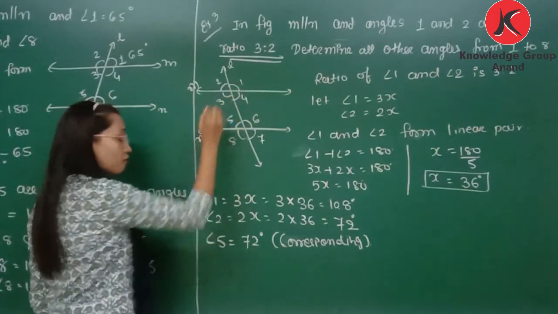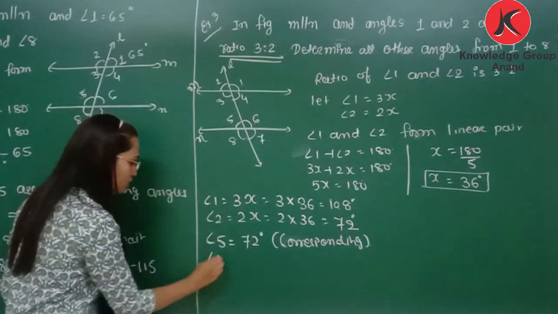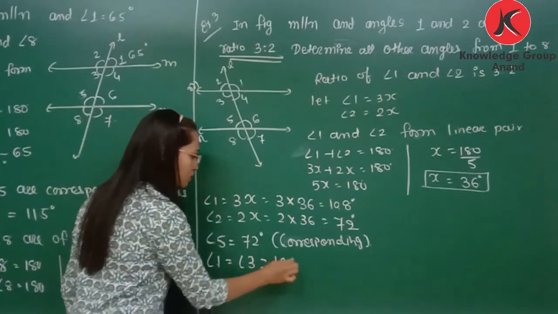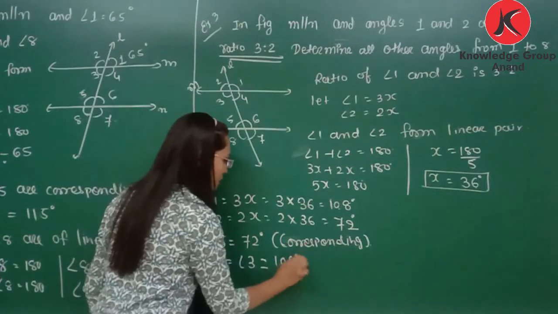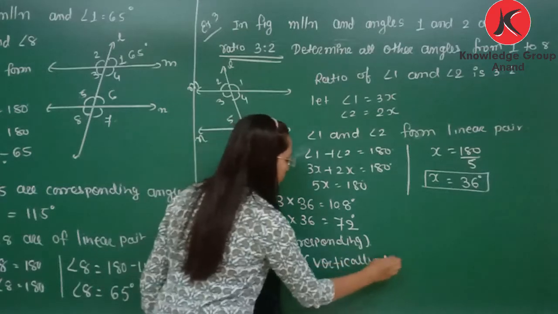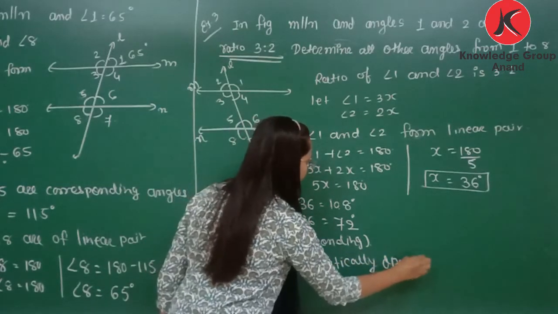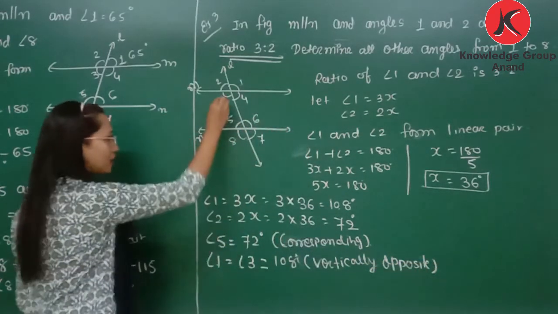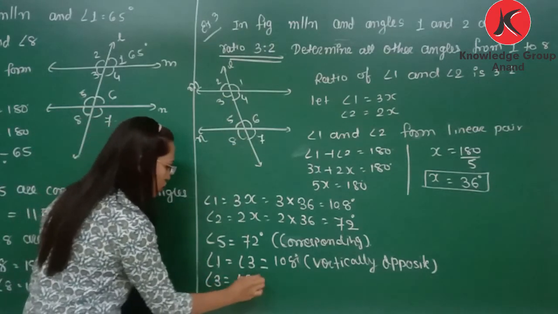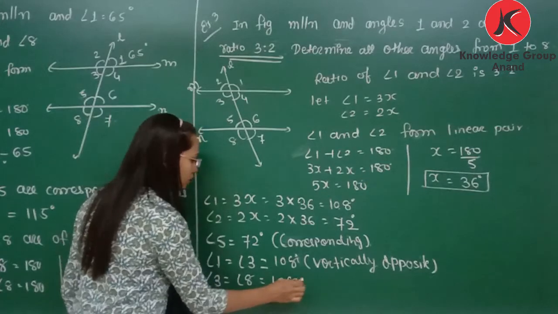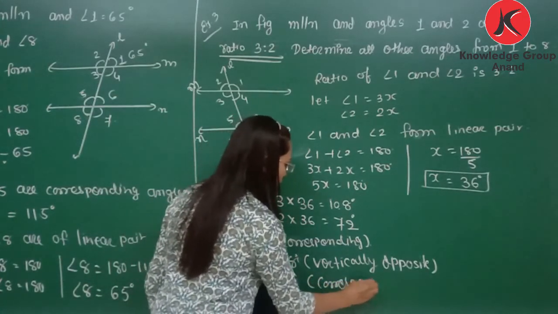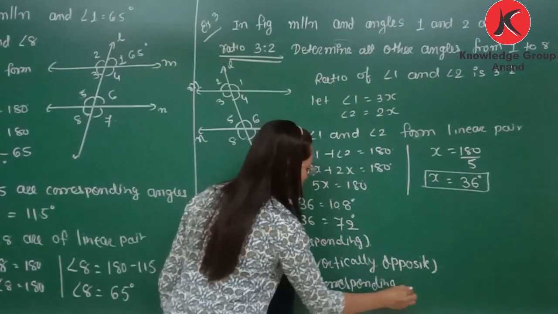Angle 1 and angle 3 are vertically opposite. So we can write angle 1 is equal to angle 3, which is equal to 108. Reason? Vertically opposite. Now angle 3 and angle 8 are corresponding, so it is also 108. Corresponding angles.